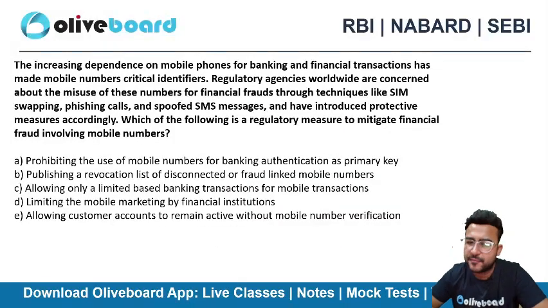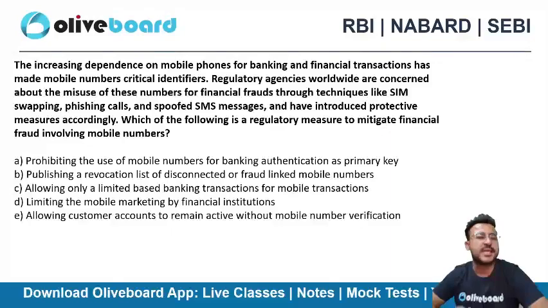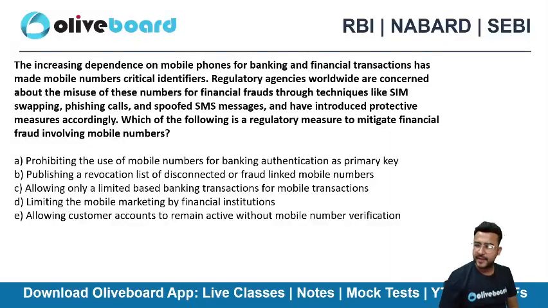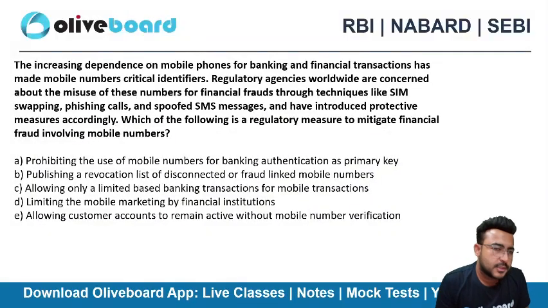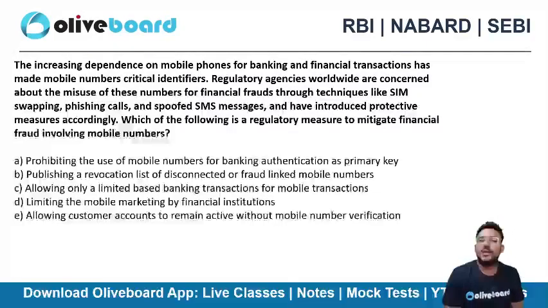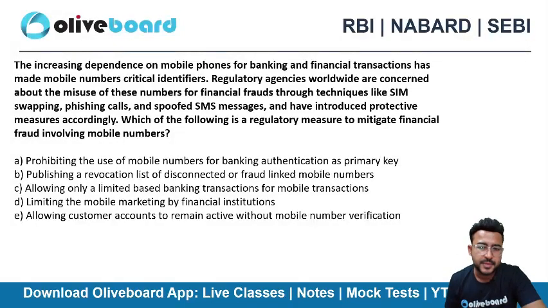Increasing dependence on mobile phones for banking and financial transactions has made mobile numbers critical identifiers. Regulatory agencies worldwide are concerned about the misuse of these numbers for financial frauds through techniques like SIM swapping, phishing calls, spoofed SMS messages, and have introduced protective measures accordingly. Which of the following is a regulatory measure to mitigate the financial frauds involving mobile numbers?